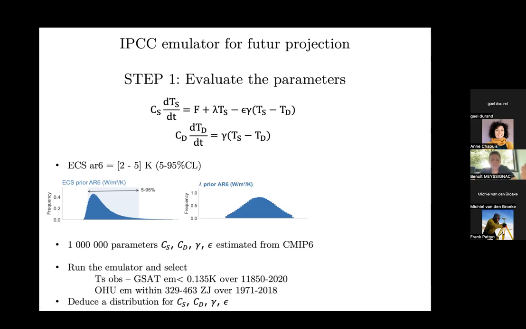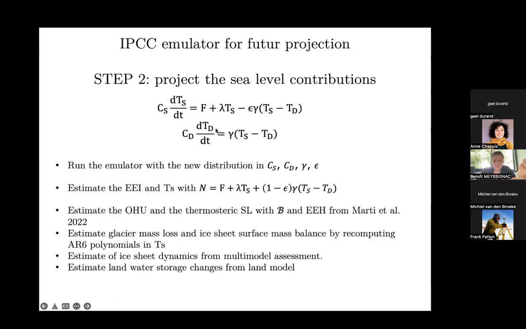On the basis of this, they remove all the different combinations of the parameters which do not fit observations. And then we deduce a distribution in the parameters CS, CD, gamma, and epsilon, and we also have a distribution in lambda. So when you put this now in step 2, you take all these distributions and you put them in this model, and you can have an estimate of the Earth energy imbalance, the surface temperature, and the ocean heat uptake.